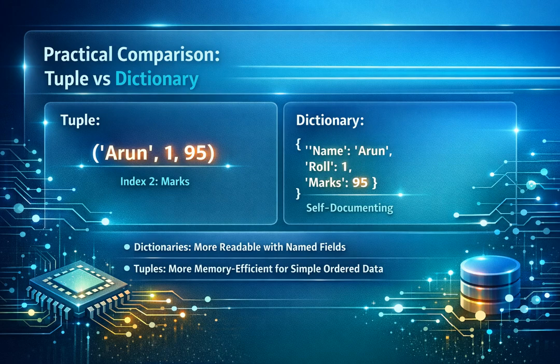Let us compare tuples and dictionaries. A tuple like ('Arun', 1, 95) stores data positionally, requiring you to remember that index 2 means marks. A dictionary like {'name': 'Arun', 'roll': 1, 'marks': 95} is self-explanatory. Dictionaries are more readable, while tuples are more compact and memory efficient.